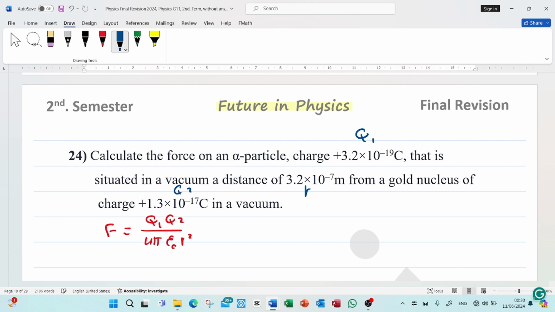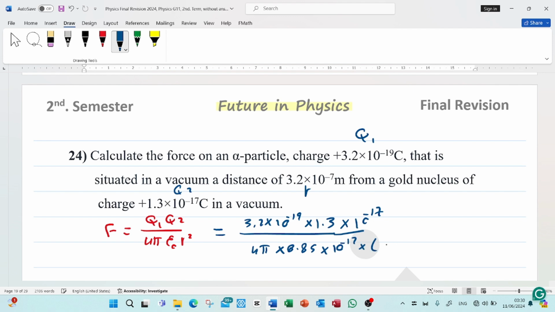So here we do substitution. Q1 is 3.2 times 10 power negative 19. Q2 is 1.3 without the positive or negative. We take the absolute value, 10 power negative 17, divided by 4 pi epsilon naught, 8.85 times 10 to the power negative 12, multiply R, 3.2 times 10 power negative 7, all squared. By using the calculator, the answer is 3.65 times 10 to the power negative 13 Newton. Next question.